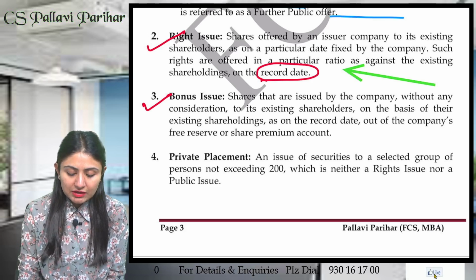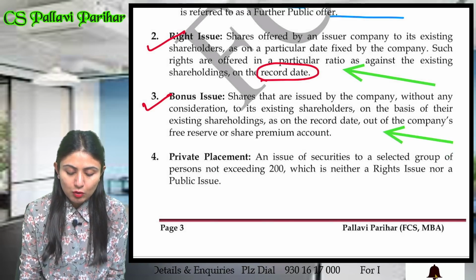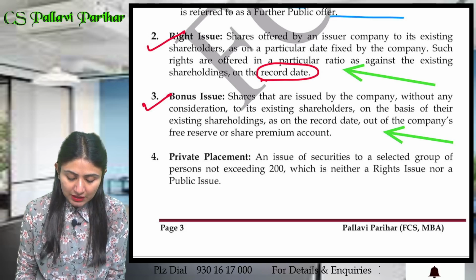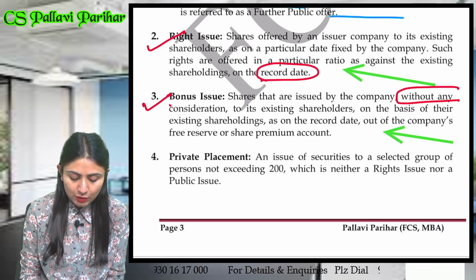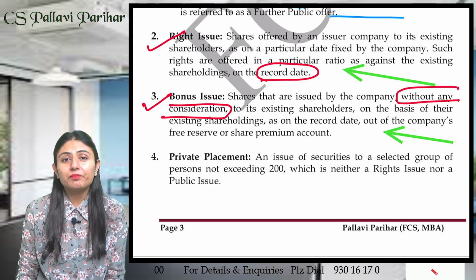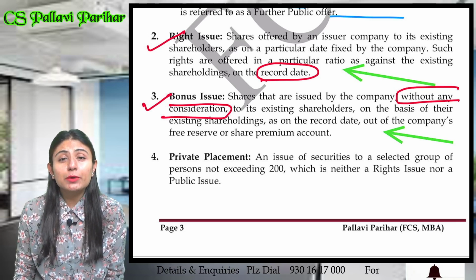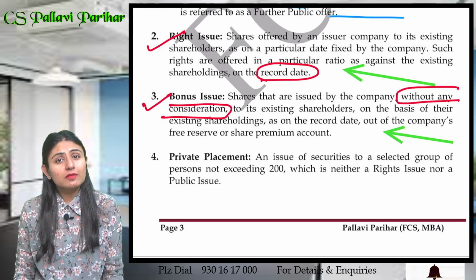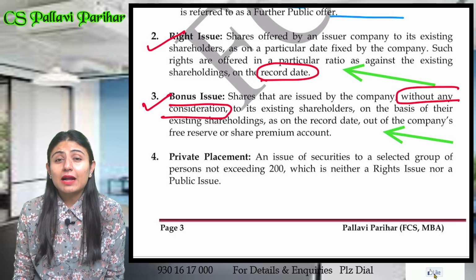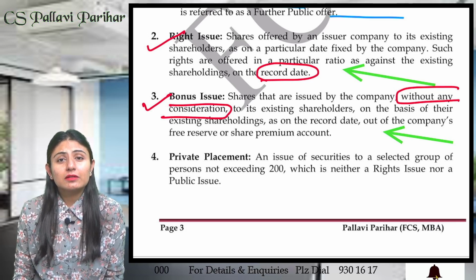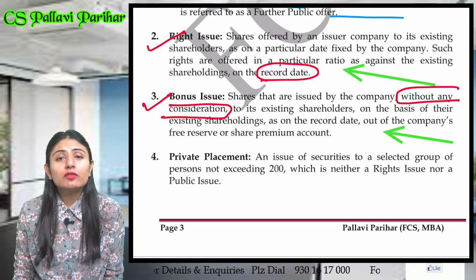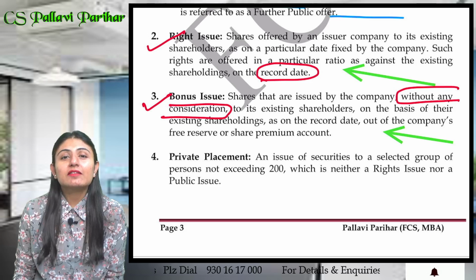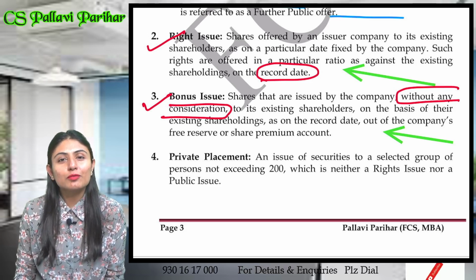Whereas in a similar manner, when the shares are being offered to the existing shareholders of the company on the basis of their existing shareholdings in the company as on a specified date, but offered without any consideration, we call it a bonus issue. Many a times, a bonus issue is also called capitalization of profits or reserves, because the company does not ask for a single penny from its shareholders. It's just that the company adjusts the excess balance of reserves or profits available to it, and the shares are issued to the existing shareholders. That's why we call it a bonus issue.